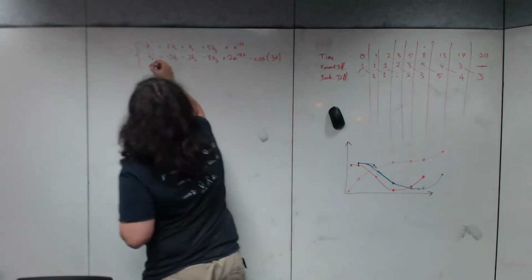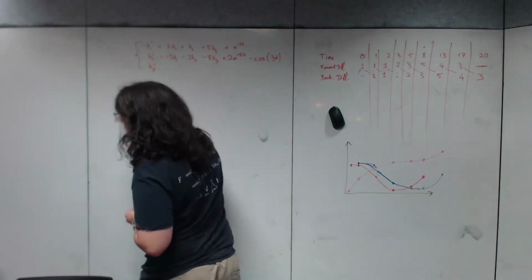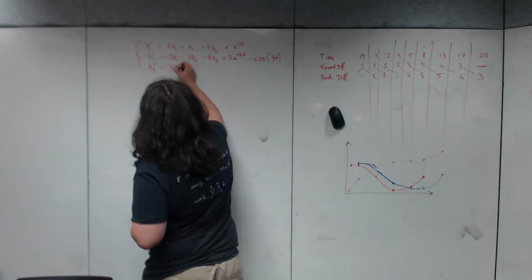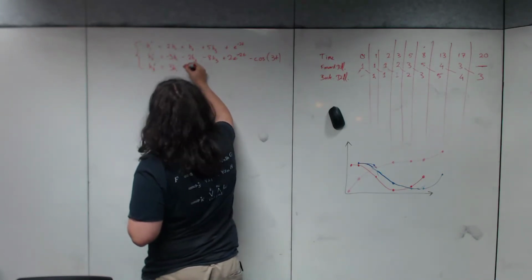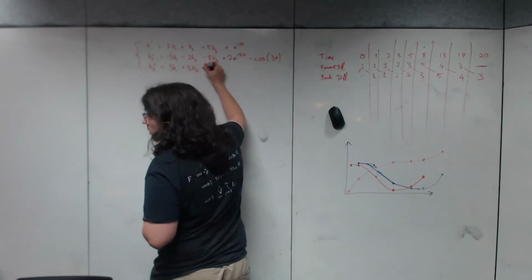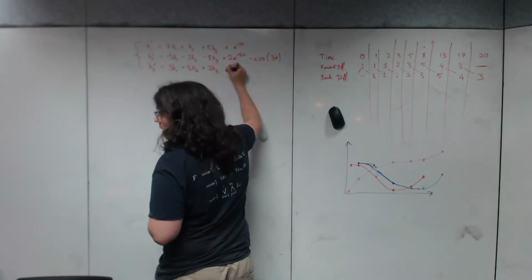And then h3 prime, again, meaning dh3 on dt, how quickly it's changing with respect to time, is 3h1 plus 3h2 plus 2h3 plus cos 3t.